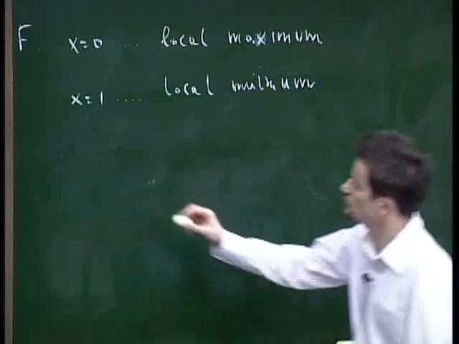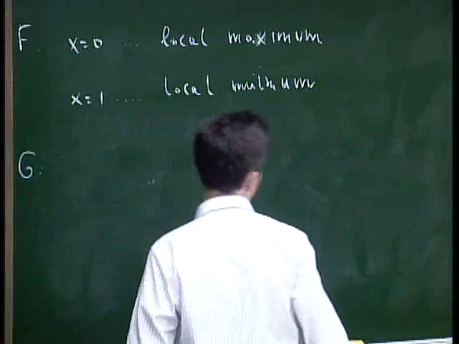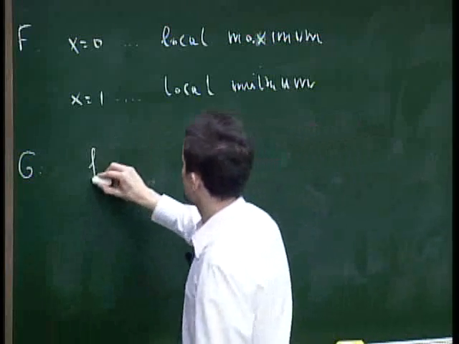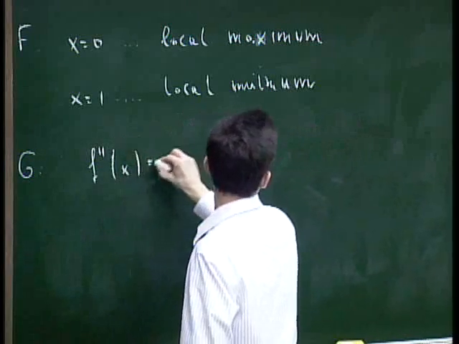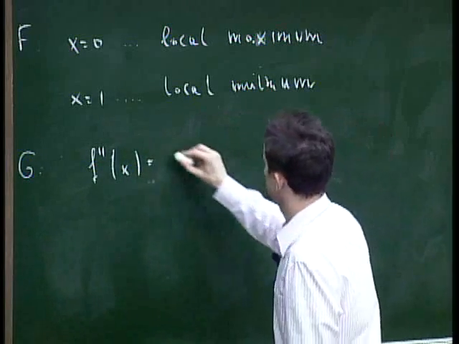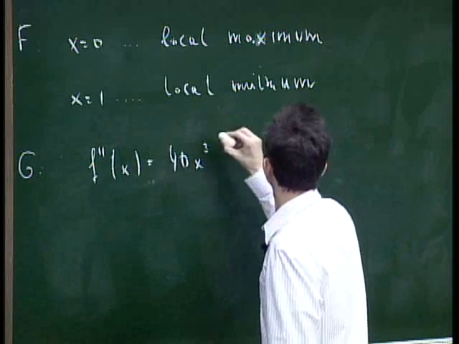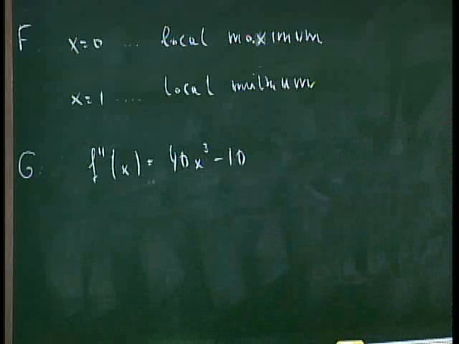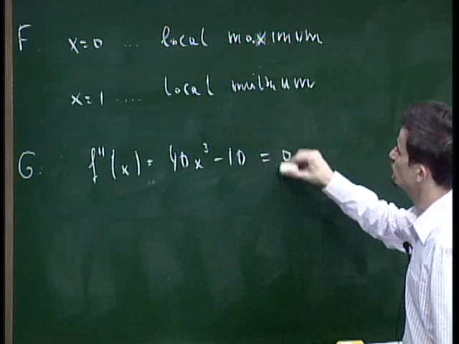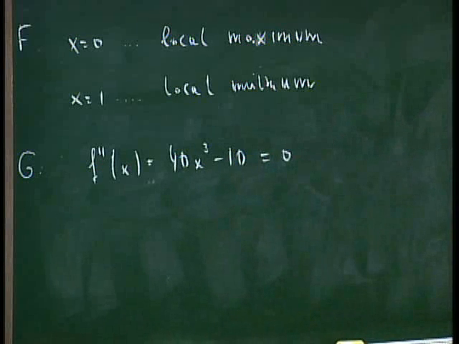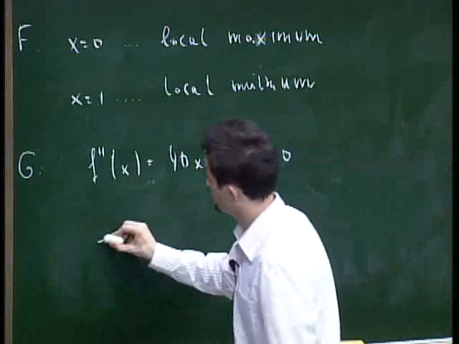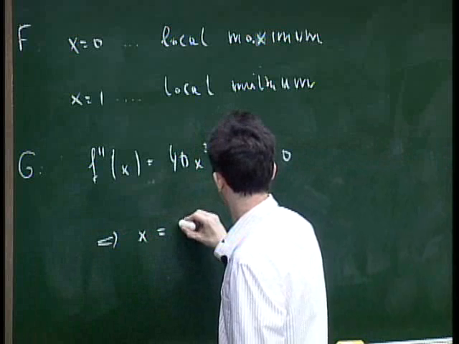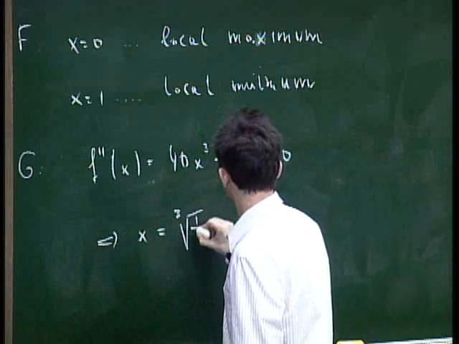Now we have to look at the second derivative. So we have to take the derivative here. The second derivative is equal to 40x cubed minus 10. And we have to equate this to 0. So we see that here we get one solution, x equals the cube root of 1 over 4.